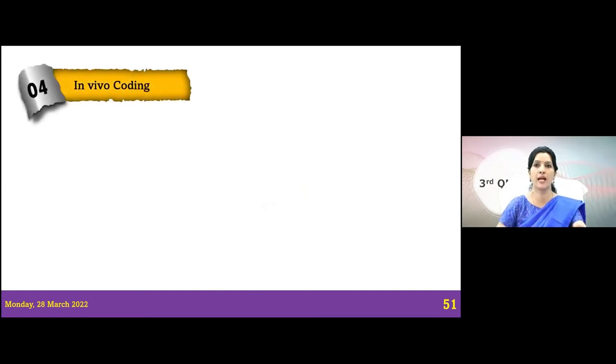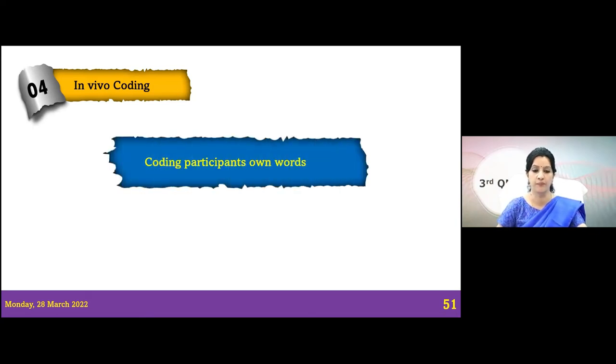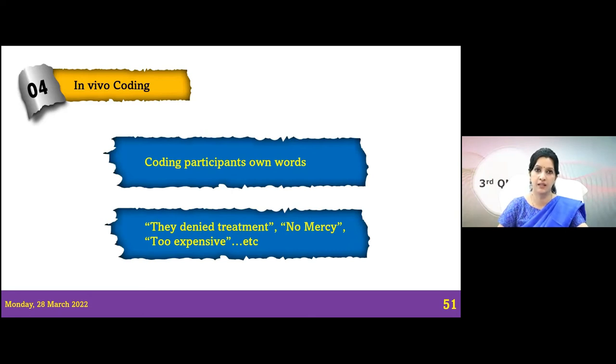And then the fourth type is the in vivo coding. As the name suggests, you take part of the sentence and code it. Based on this in vivo coding, you know that there is a software that also codes that entire sentence, so it uses in vivo coding. It codes the participant's own words, like people say that they denied treatment, there was no mercy for us, it was too expensive. So it was in the participant's own words.